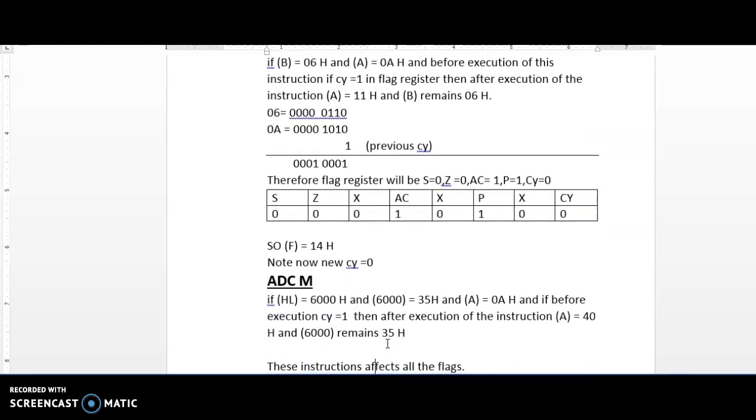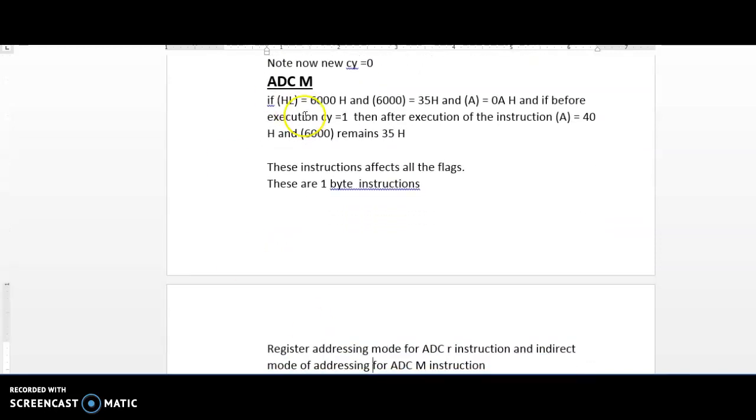If you have ADC M, again you have to do the same thing. If HL register has a certain 16-bit number, for example 6000, this we are assuming, and 6000 has 35, and accumulator contains 0A, then before execution, if the carry is 1, then after execution of the instruction, A becomes 35 plus 0A plus 1, and that means it will become 40 in hexadecimal. All the addition will be in hexadecimal. These instructions will affect all the flags. Again, these are 1 byte instructions.